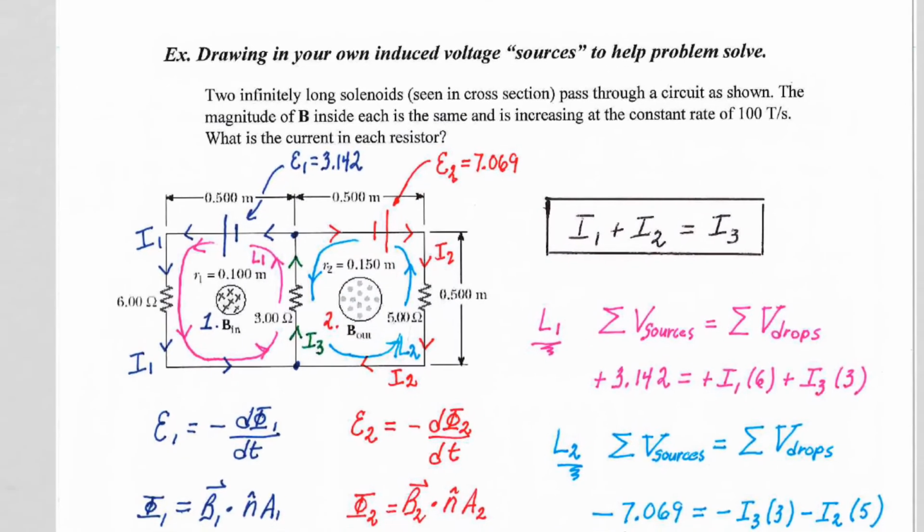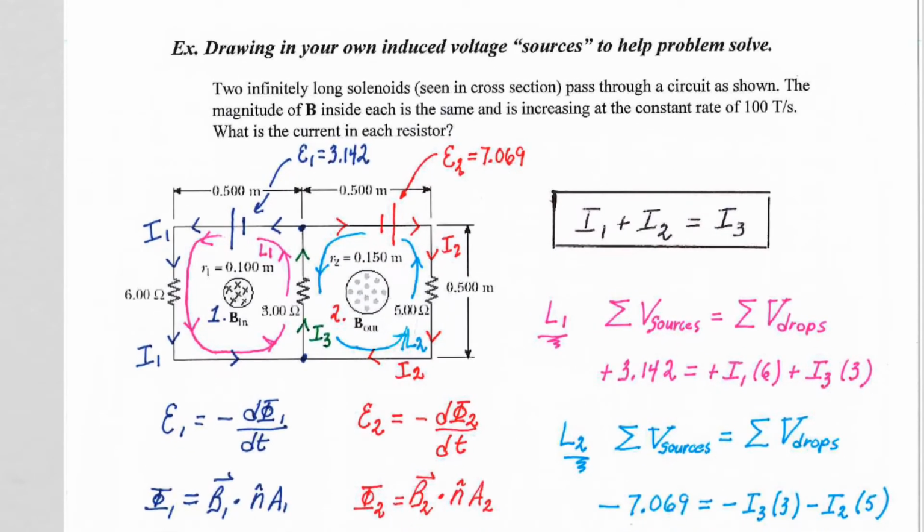What we are being told, what you have in your notes without the annotations, is just these changing B field regions. So we have two B field regions. In region 1, the B field is going into the paper. In region 2, the B field is coming out of the paper. And we're told that both of these B fields are increasing at a constant rate of 100 Teslas per second. And we're asked to calculate the current in the circuit.